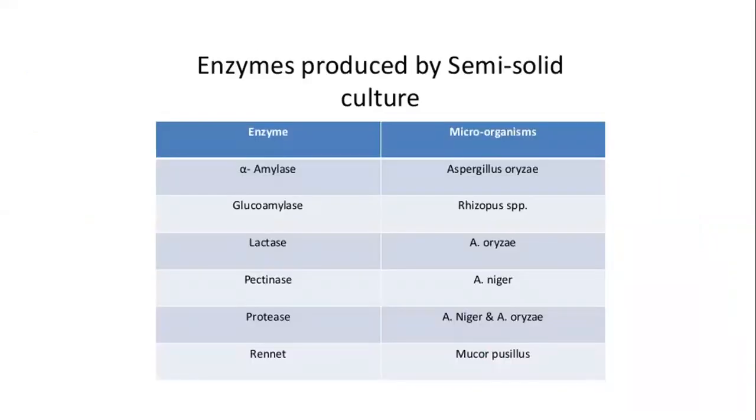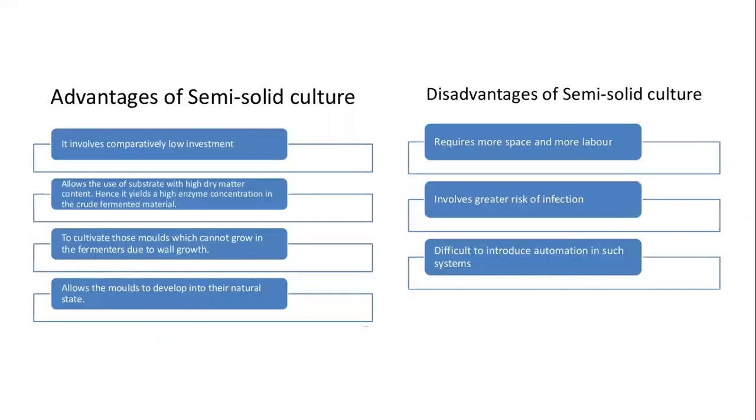There are various enzymes produced by the semi-solid culture, known as alpha amylase, glucoamylase, lactase, pectinase, protease, and rennet. These are some of the microorganisms used to produce these enzymes. So please go through this slide, which will be mostly effective for your exam purpose.